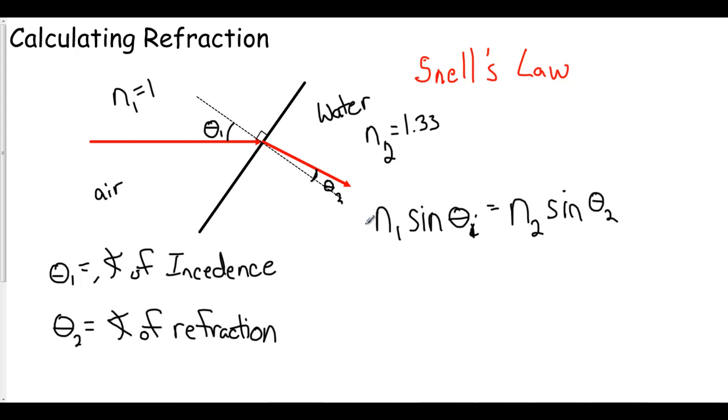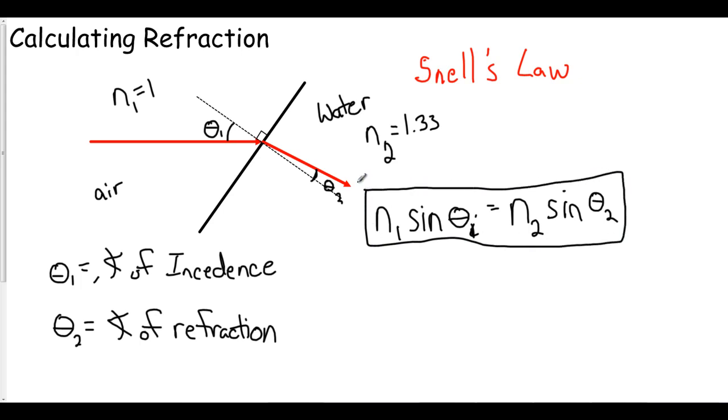Now this works for one scenario. And once you find this, if you have another line over here, you can figure out how it's going to leave this water. But this is Snell's law. And we can use it to make awesome predictions about the way that light bends inside mediums.